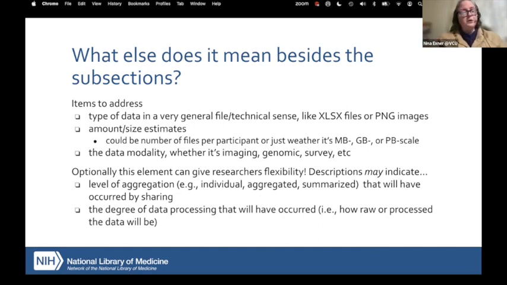And then also the degree of data processing that will occur. And that could be, I'm going to share raw data because I don't really have the time to get to cleaned data, or I'm going to share processed data where some parts have been removed for privacy or to protect intellectual property or because of data licenses, for example.